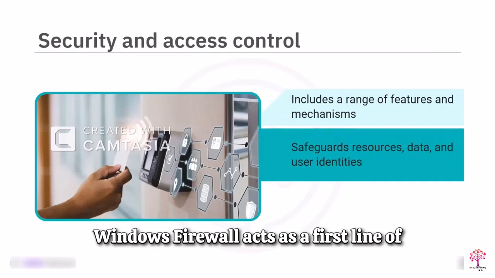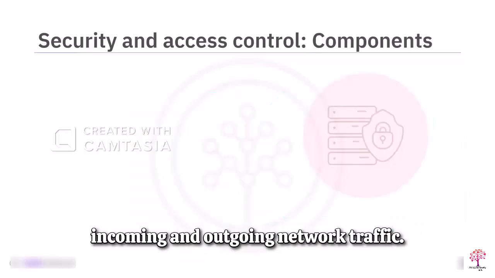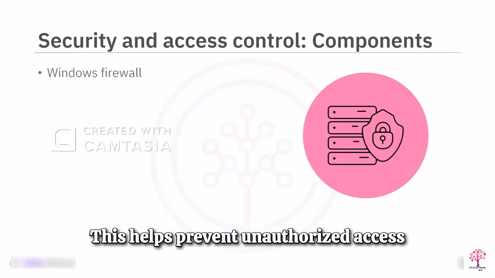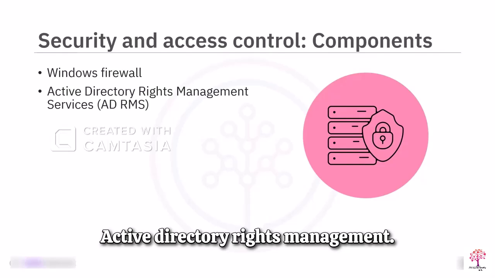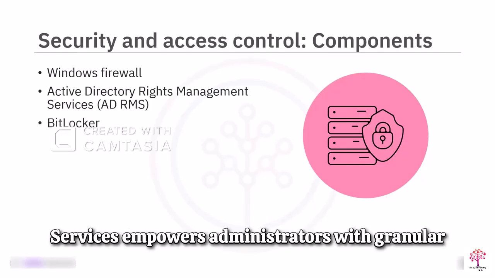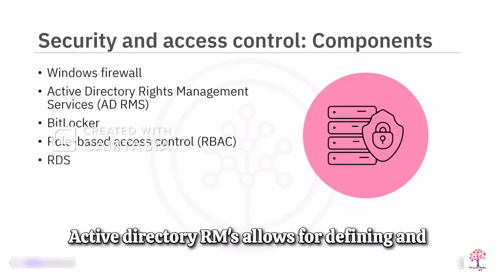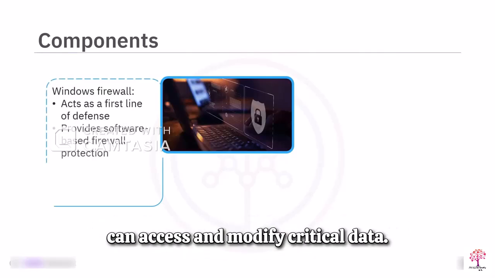Windows Firewall acts as a first line of defense, providing software-based firewall protection to control incoming and outgoing network traffic. This helps prevent unauthorized access attempts and malicious activity. Active Directory Rights Management Services empowers administrators with granular control over sensitive information. Active Directory RMS allows for defining and enforcing access policies, ensuring only authorized users can access and modify critical data.